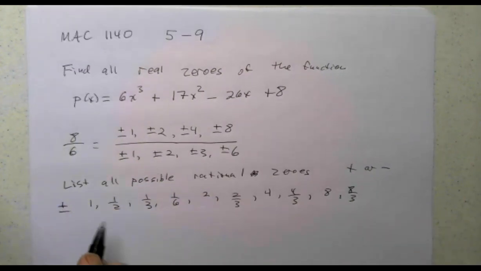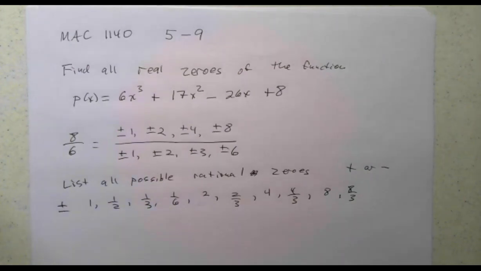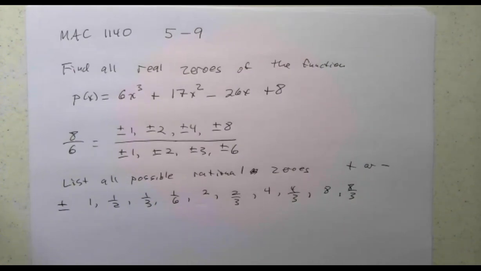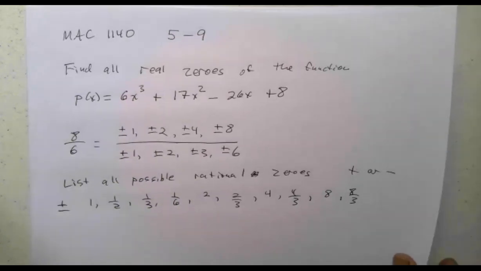So plus or minus all those, 1, 2, 3, 4, 5, 6, 7, 8, 9, 10. There are 20 different possibilities that I could use to find zeros. As soon as I find one, though, I'm in a much better place. So let's try a few of these and see if we can identify one.